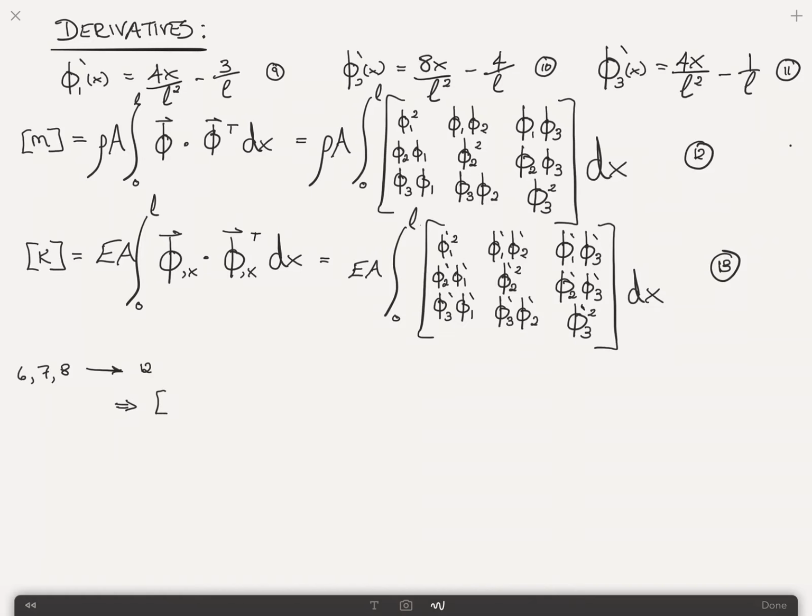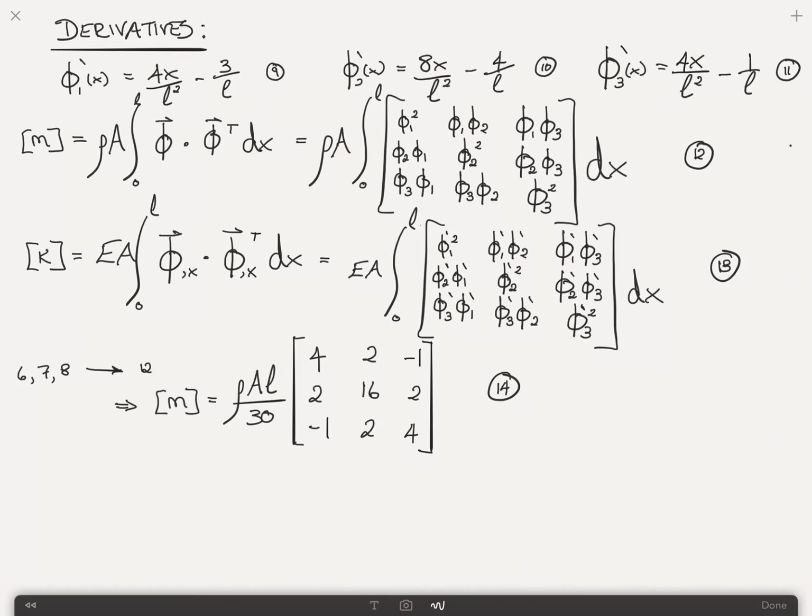this implies that the mass matrix looks like rho times A times L over 30 times 4, 2, minus 1, 2, 16, 2, minus 1, 2, 4. Equation 14. And we do the similar thing for the stiffness matrix.